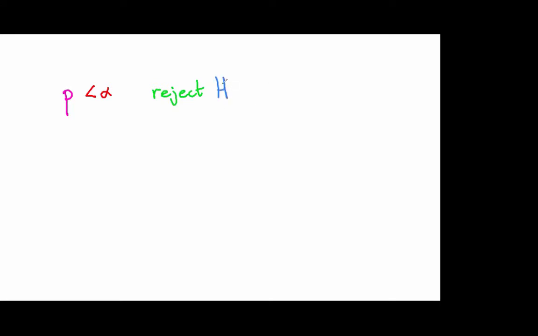We can reject the null, or we can fail to reject the null. So in other words, not reject the null. It's not reject the null or accept the null. It's only reject the null or fail to reject the null. So that's the first of the scenarios.